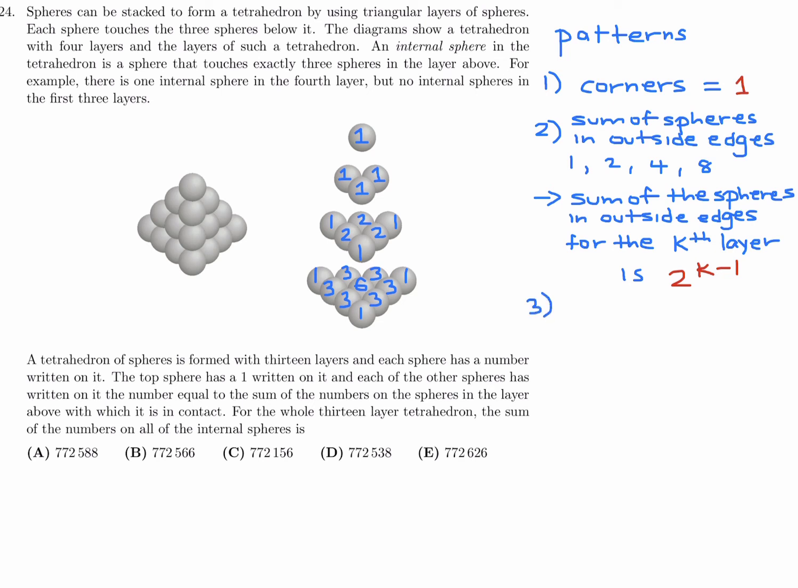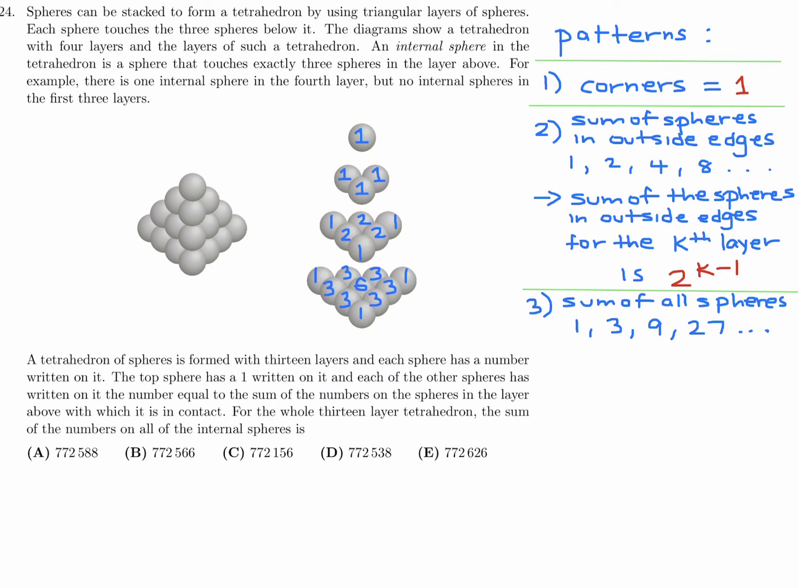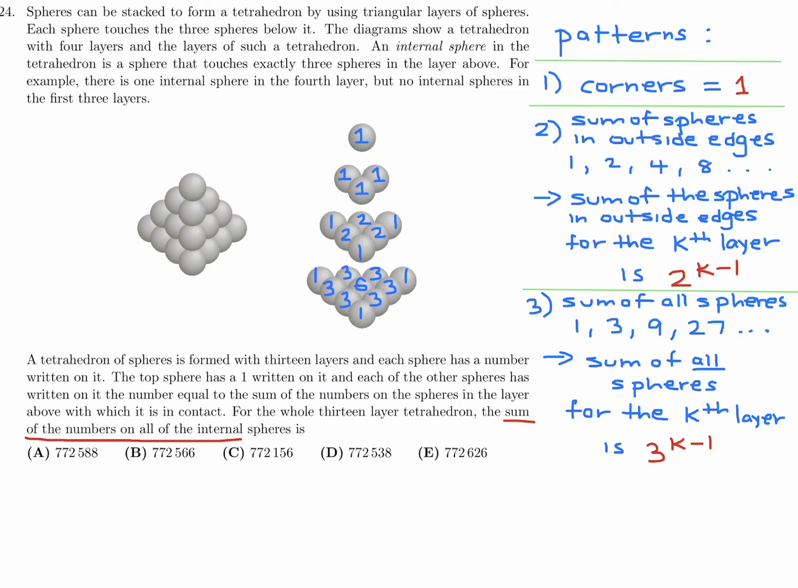The third and final pattern that will help us solve this question is the sum of all the spheres, if you add them all up in each layer, have a pattern 1, 3, 9, 27, and so on. So therefore, for the kth layer, the sum of all the spheres will be equal to 3 to the power of k minus 1. And that's it. So these 3 things will help us figure out the question, and in particular, the sum of the numbers on all of the internal spheres.